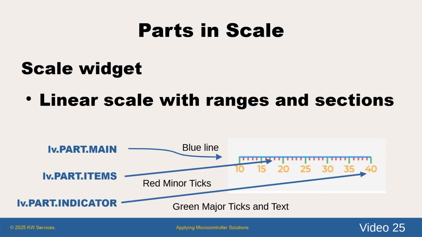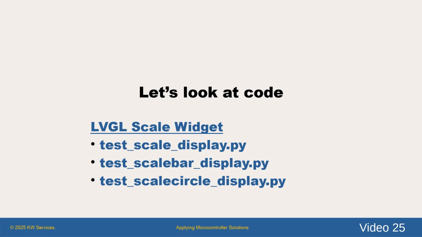The scale widget is described in the LVGL online documentation with three parts that can have a custom style. If a custom style is not specified for a part, then it defaults to black. Notice that part indicator can be used to specify the style for both the major tick and the style for the text. Let's jump into the code examples.